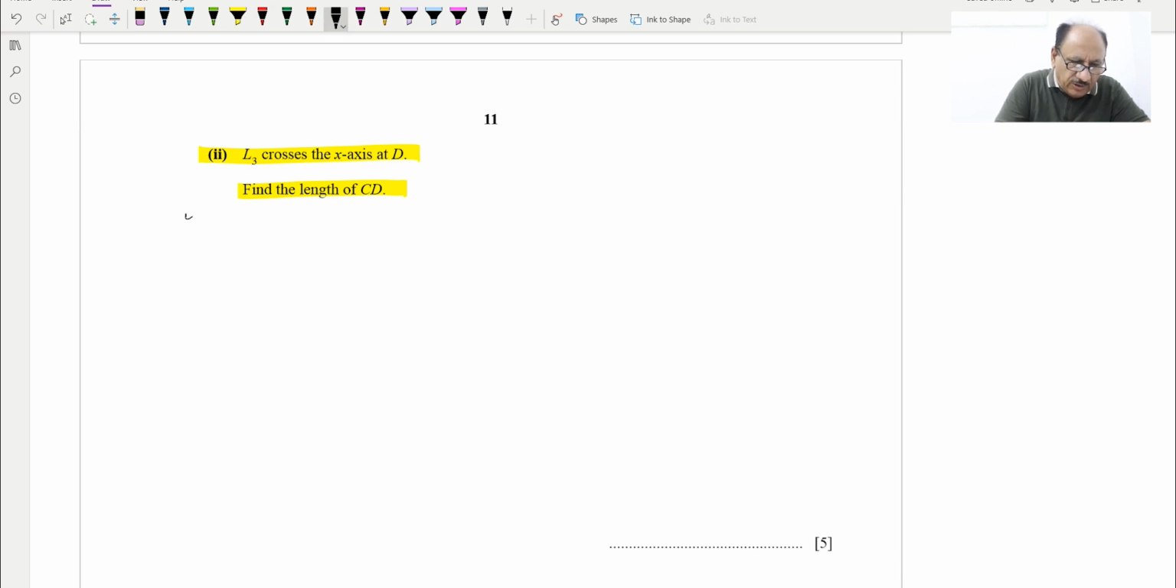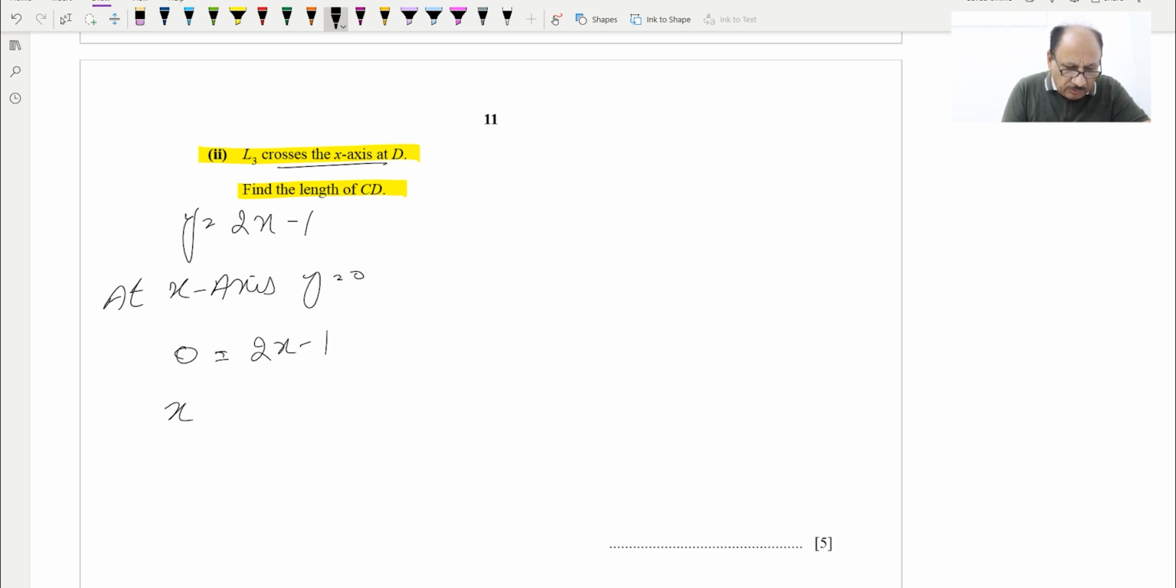The equation we know is y equals 2x minus 1, which we have just written. They are saying it crosses the x-axis, so at the x-axis y will be equal to 0. So 0 equals 2x minus 1, so 2x is equal to 1, so x is equal to 1 by 2. Now x is equal to 1 by 2 and y is 0. So D point will be what? D point will be equal to 1 by 2 and 0.